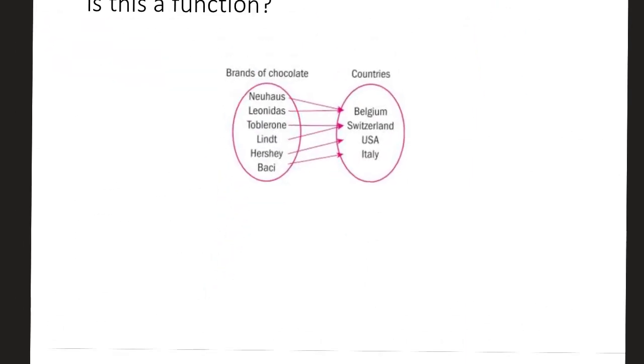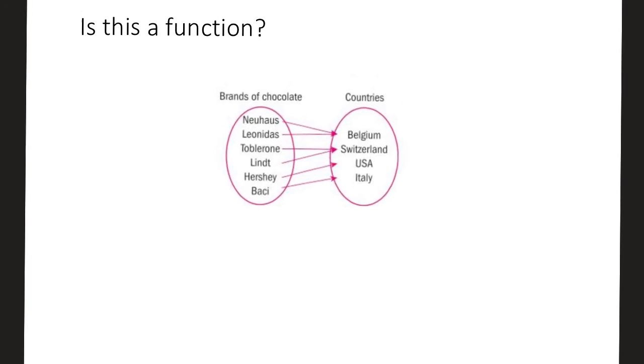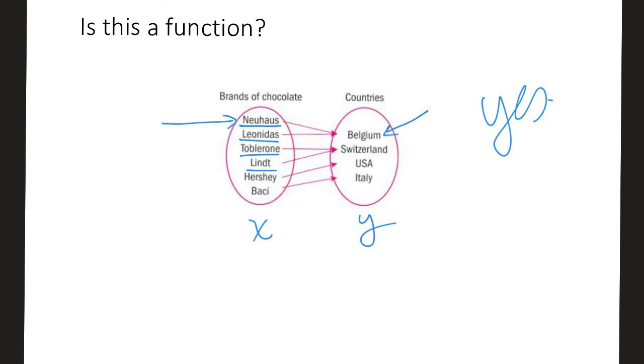This looks really similar to the last mapping that you looked at. In fact, it's the same countries and the same brands of chocolate. They've just switched it around so that these are the x's and these are the y's. In this case, it's a function. Look at every single thing over here in the x. It's paired with one thing, one thing, one thing, one thing. It doesn't matter that Belgium is paired with 2. It matters over here. You have to look at the x's.